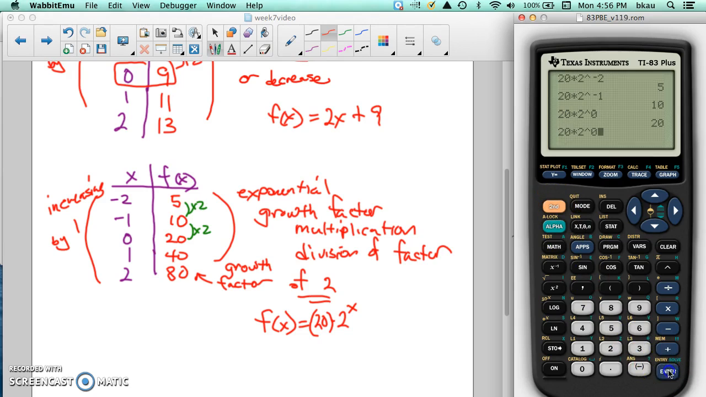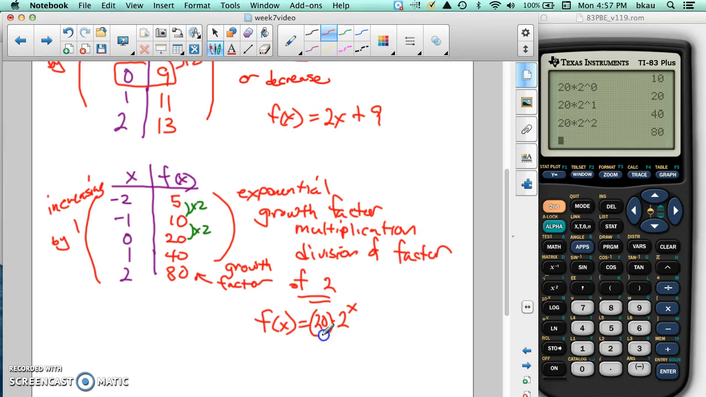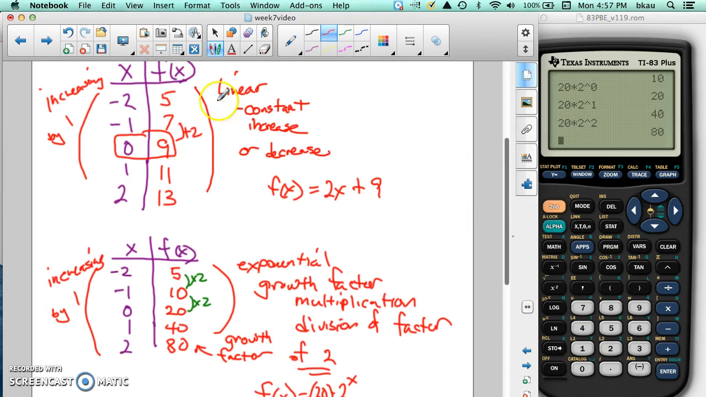Well, let's just make sure I get all of these that I got from that chart. It looks like everything's working. Second enter. This is how we don't have to type the whole thing in again. We just can go back and change. So everything works out there. So this is my equation. So we're looking for a factor if it's an exponential, or we're looking for a constant of increase or decrease. So we could have a -2 on this one too.